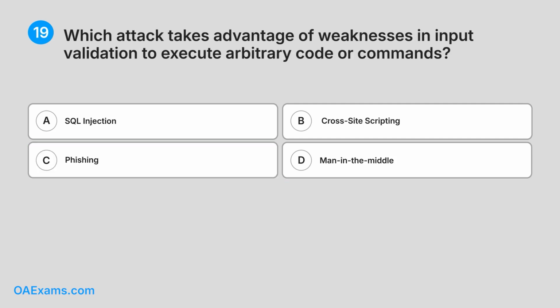19. Which attack takes advantage of weaknesses in input validation to execute arbitrary code or commands? A. SQL injection. B. Cross-site scripting. C. Phishing. D. Man-in-the-middle. What do you think is the answer?